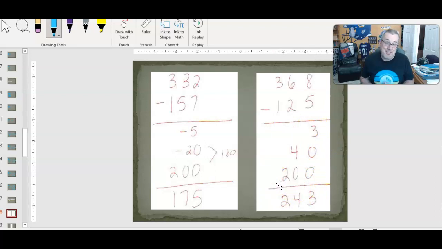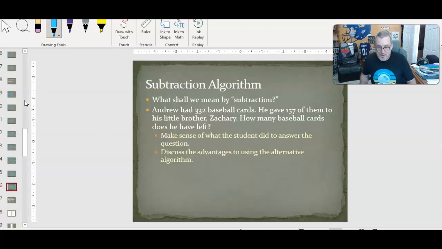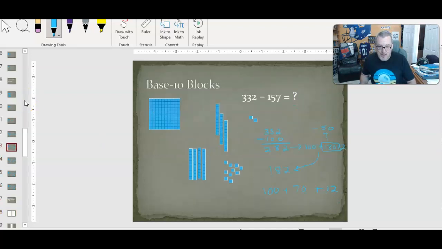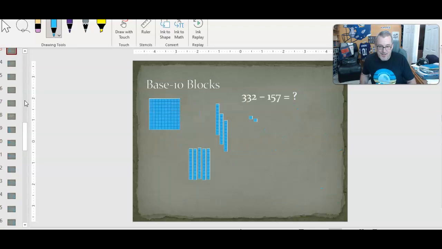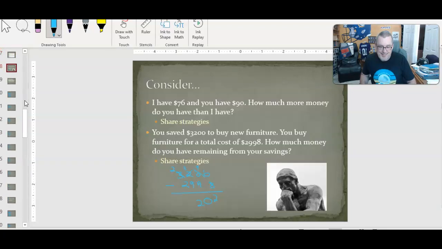Now, what's the advantage of this? The advantage of this is, let me back up a minute. Where did I do it? Hang on. There, I did it. The advantage of this is the thinking is so clear. You don't have to borrow. You don't have to wonder what it is when you put little numbers up there.